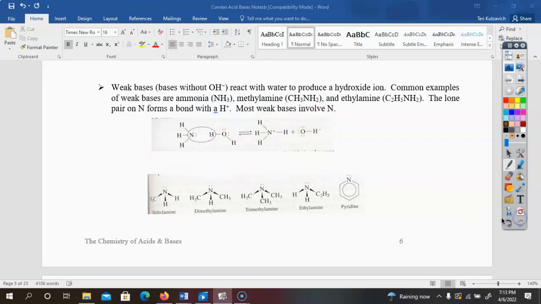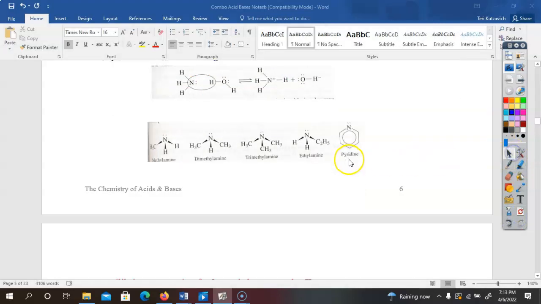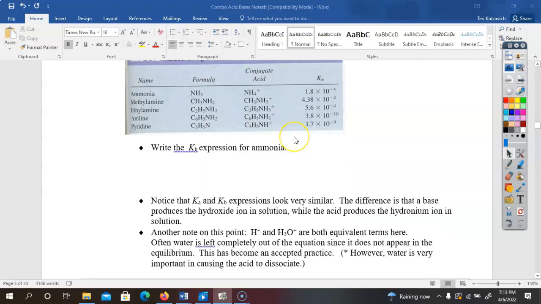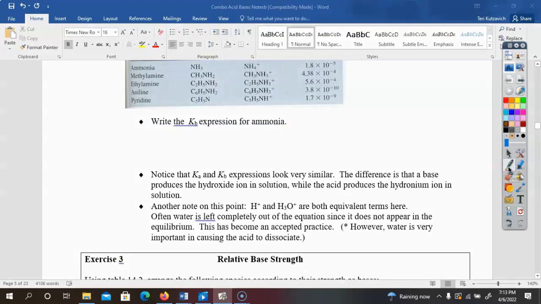You can look at these other things as people that took organic might recognize some of those things. Kb is set up the same way, products over reactants, but you won't have an H+, you'll have a hydroxide. And again, the Kb will be small because not a lot of product will be formed. Many weak bases do contain nitrogen. If you look at those couple examples at the bottom of the last page, it's because that nitrogen is going to be very attracted to that hydrogen.